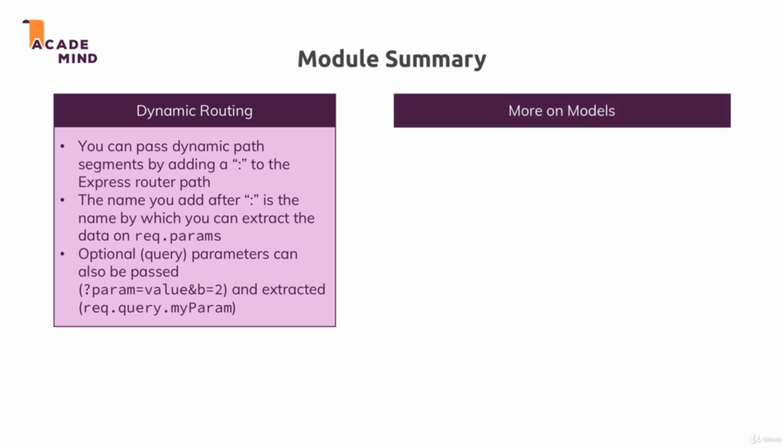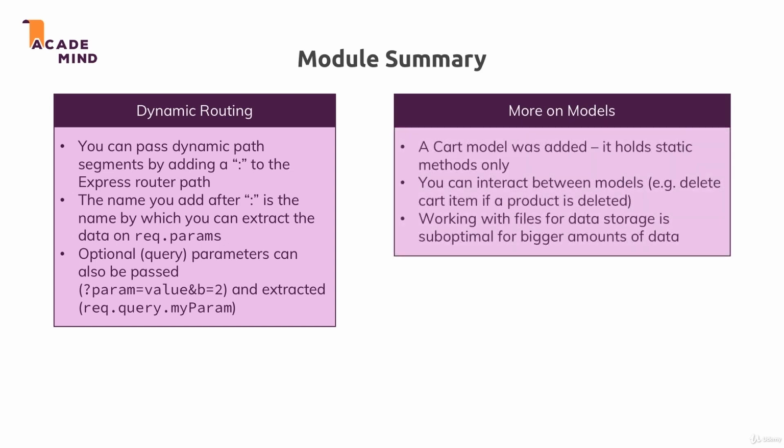We also continued working on models. And we added a cart model, which only holds static methods because we don't really create a cart that often. Instead, we just want to work with the data storage behind it. You also saw that you can interact between models. For example, delete a cart item if a product is deleted.